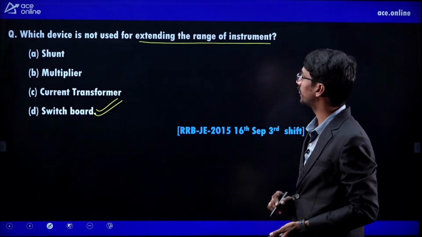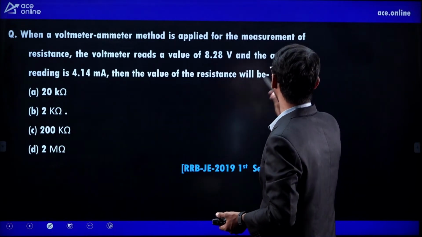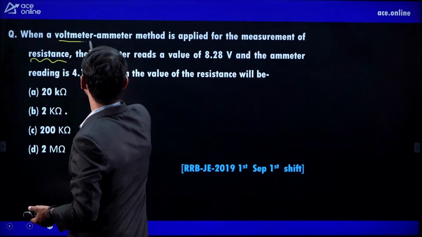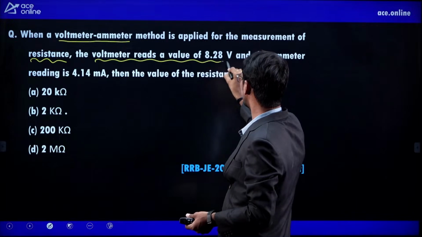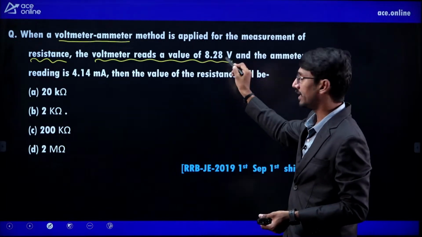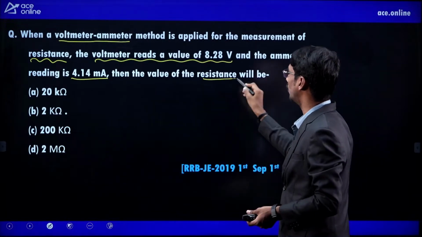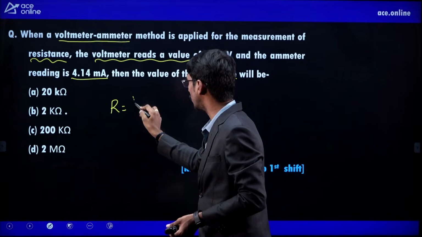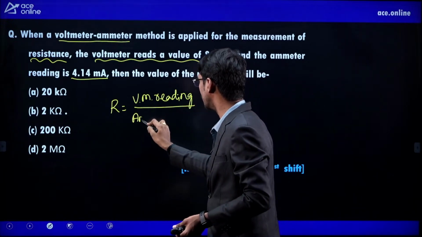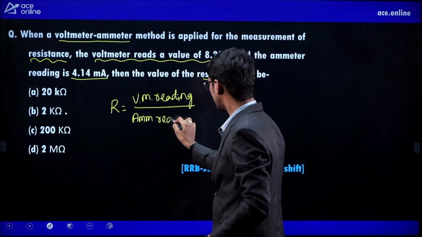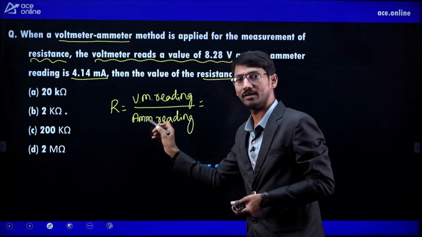Next one. It's a numerical question. When the voltmeter ammeter method is applied for the measurement of resistance, the voltmeter reads 8.28 volt and the ammeter reads 4.14 milliampere. Then the value of resistance. Very simple. Resistance is equal to voltmeter reading by ammeter reading. Why, sir? He has used the voltmeter ammeter method, R equals V by I.